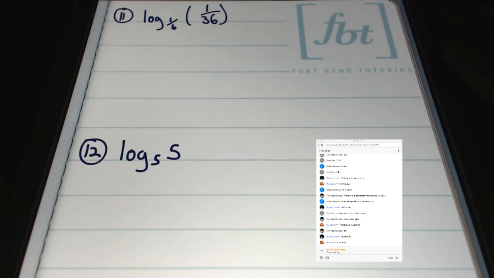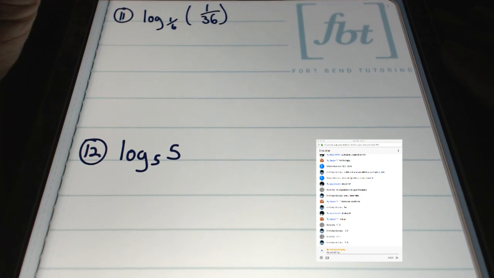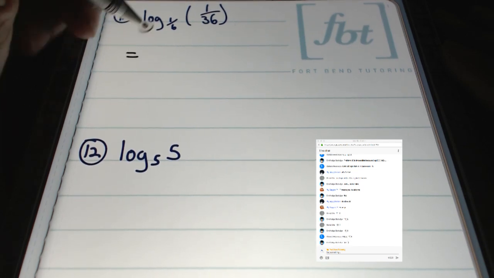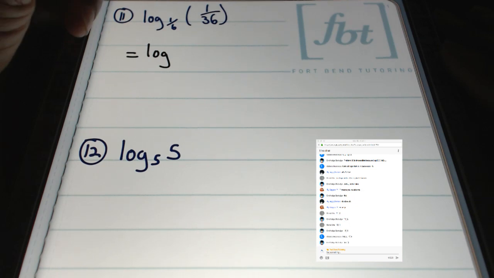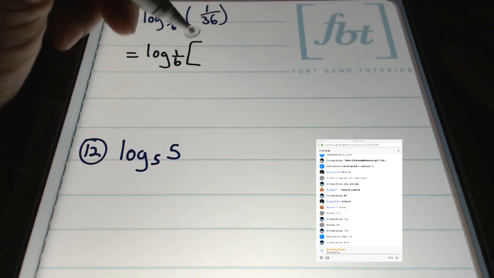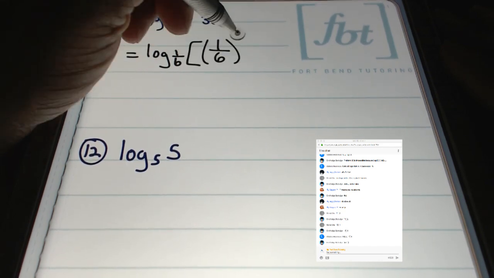We have log base 1/6 with an argument of 1/36. So, once again, the focus here should be to see whether your argument can be rewritten in terms of the base of the logarithm. In this case, I believe it can, because I can rewrite this as log base 1/6 of the value 1/6 squared.